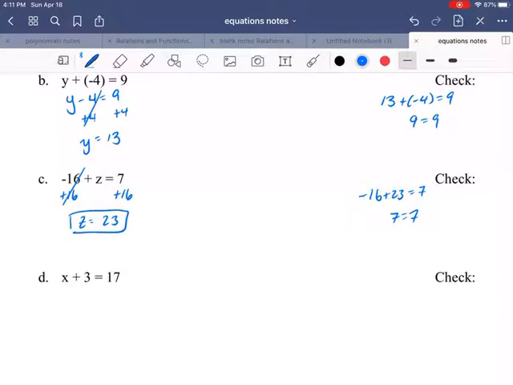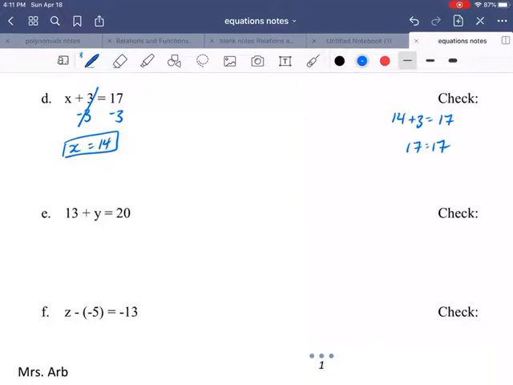x plus 3 equals 17, so the inverse operation is to subtract 3. That makes a zero pair, and we get x is equal to 14. And to do our check, 14 plus 3, does that equal 17? And yes, it does.